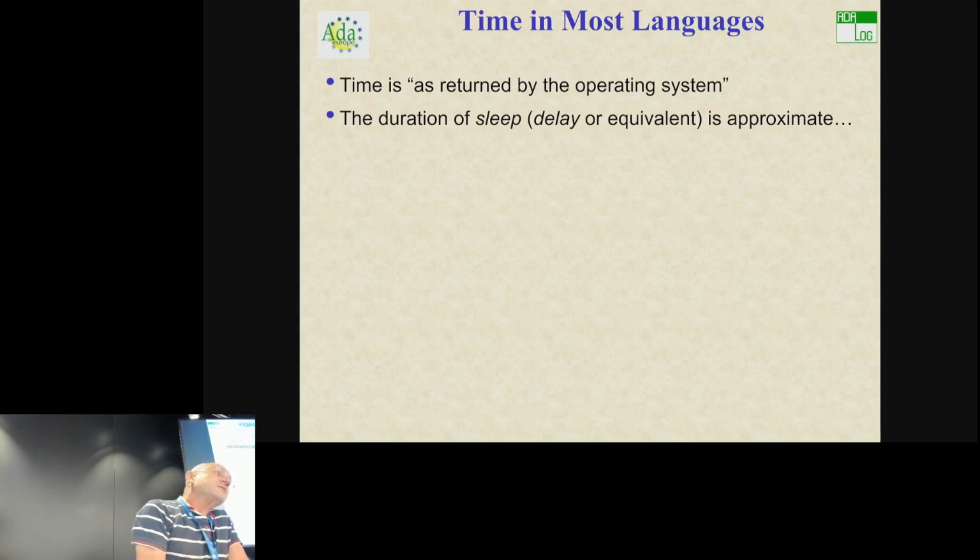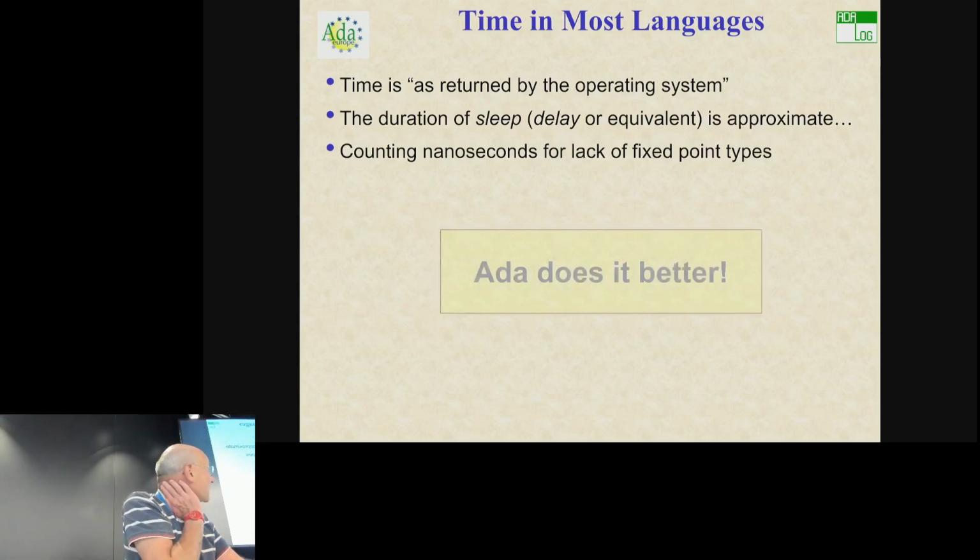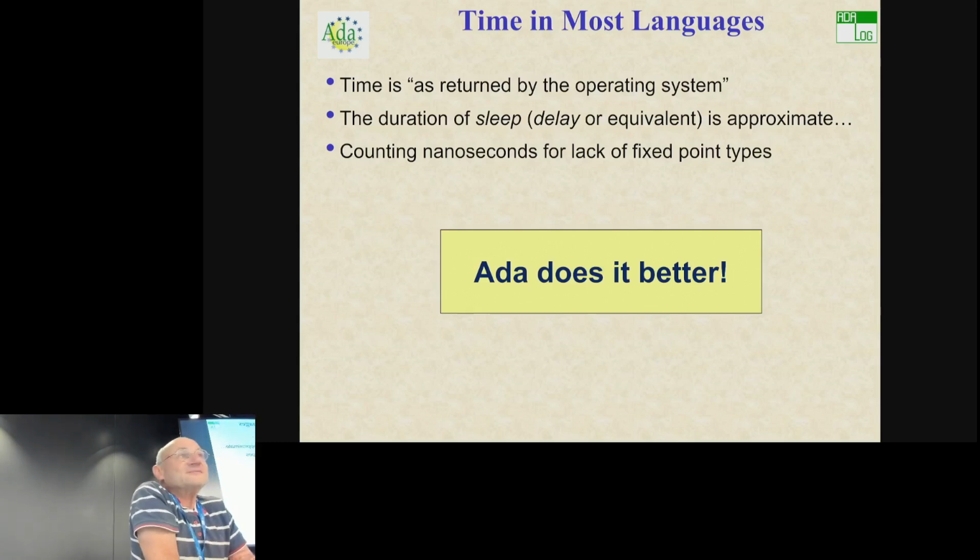For casual software, that's not a big issue, but when you're talking about real time, that can be a big issue. Note that, for example, in C, you have a delay in nanoseconds. Why? Because those people have no fixed point. Someone thought that 1 nanosecond was accurate enough and that nobody would ever need more than a nanosecond. So in Ada, of course, as usual, we do it better.